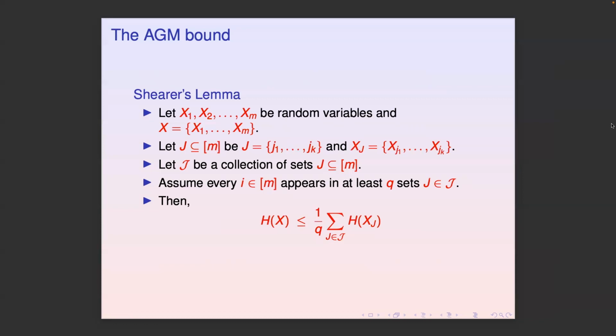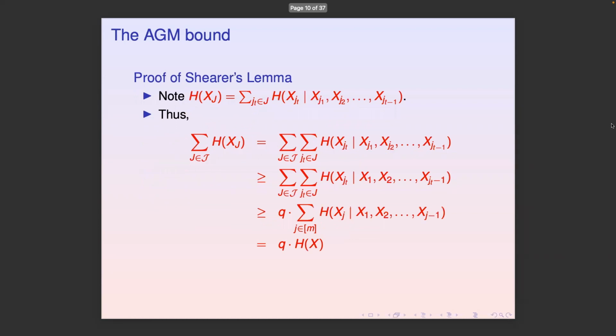If it happens that each of those variables or indexes appears in at least Q of the sets of big J, then the entropy of X is at most 1/Q times the sum of the entropies of all the involved sets. This is not difficult to prove.